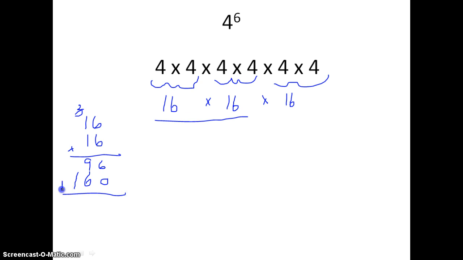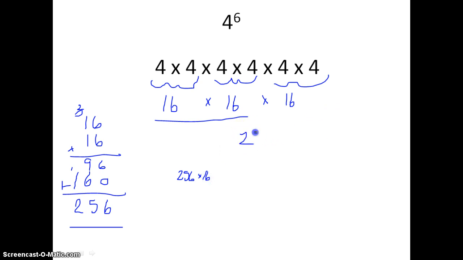Then we add. And 6 plus 0 is 6. 9 plus 6 is 15, so we bring down the 5 and carry the 1. 1 plus 1 is 2. Now we can take this number, 256, times 16. I'm also going to do this in a standard vertical method.